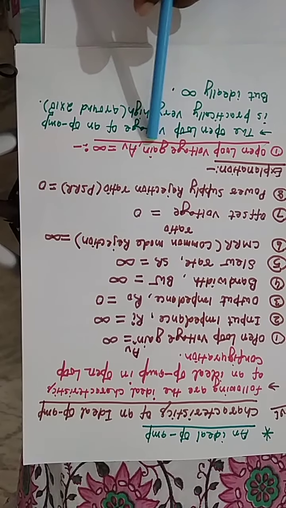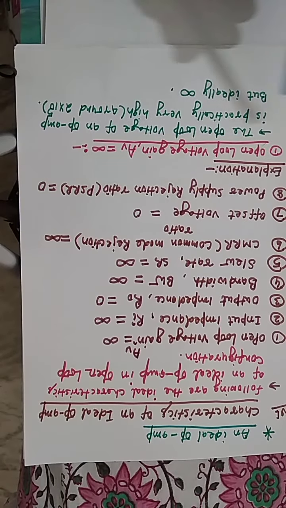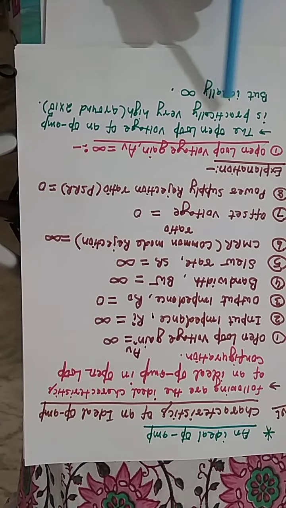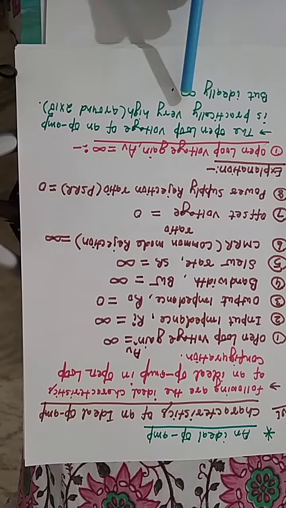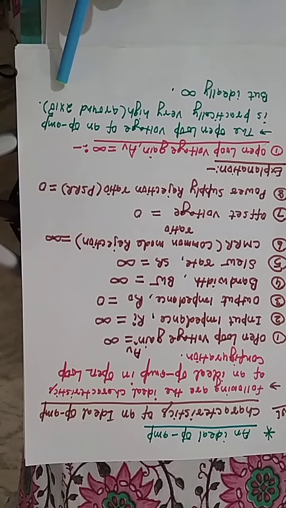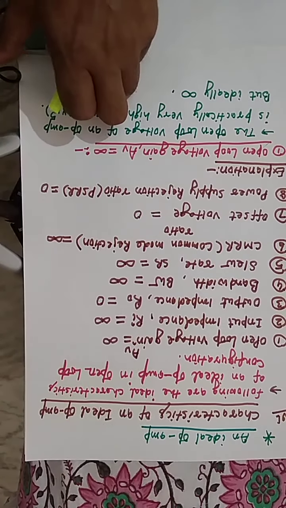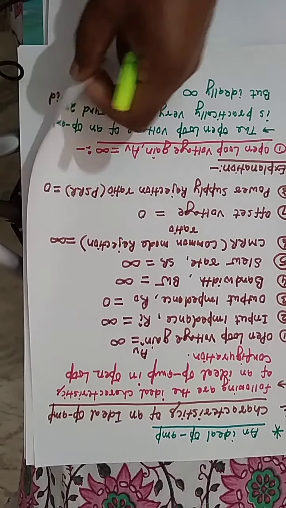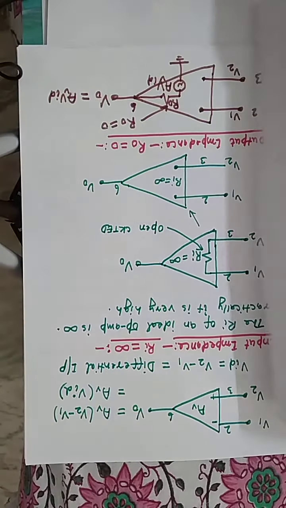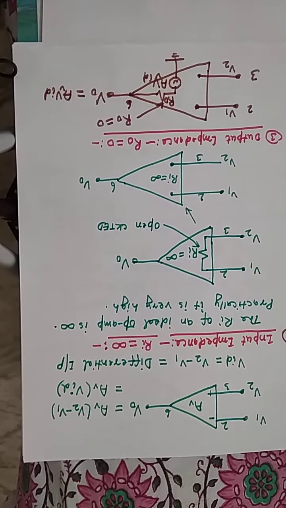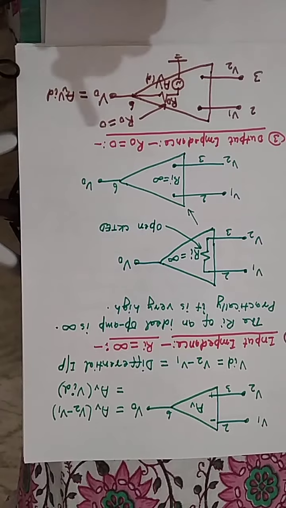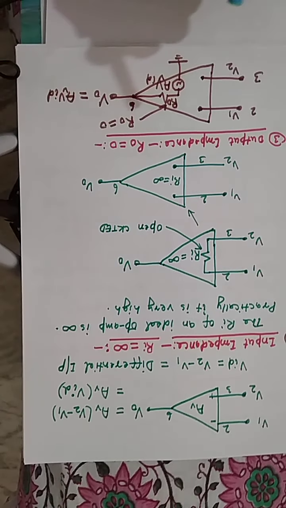Now I am going to explain one by one. Open loop voltage gain. The open loop voltage gain of an op-amp practically is very high, that is around 2 lakh, but ideally it is infinity. If a parameter is ideally infinity, this means obviously practically it should be very, very high. If any parameter is practically very, very high, then ideally it is infinity.